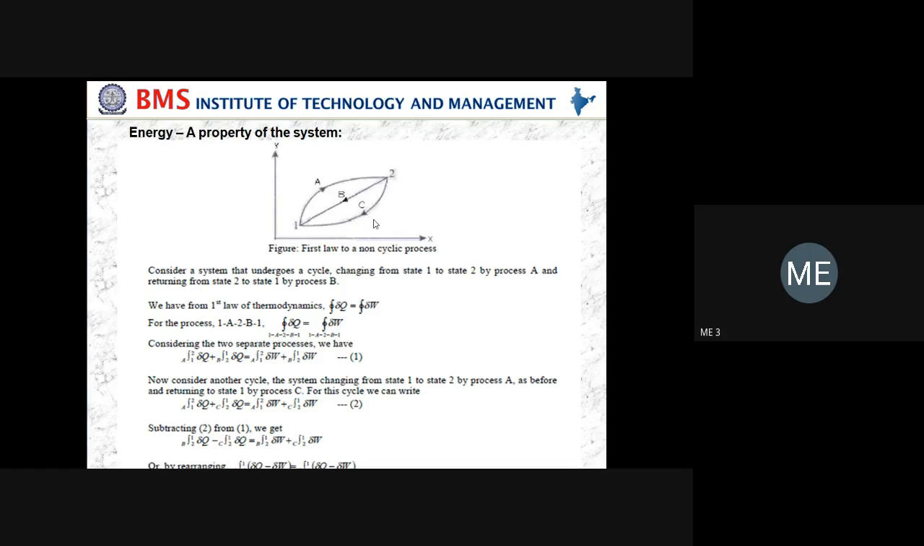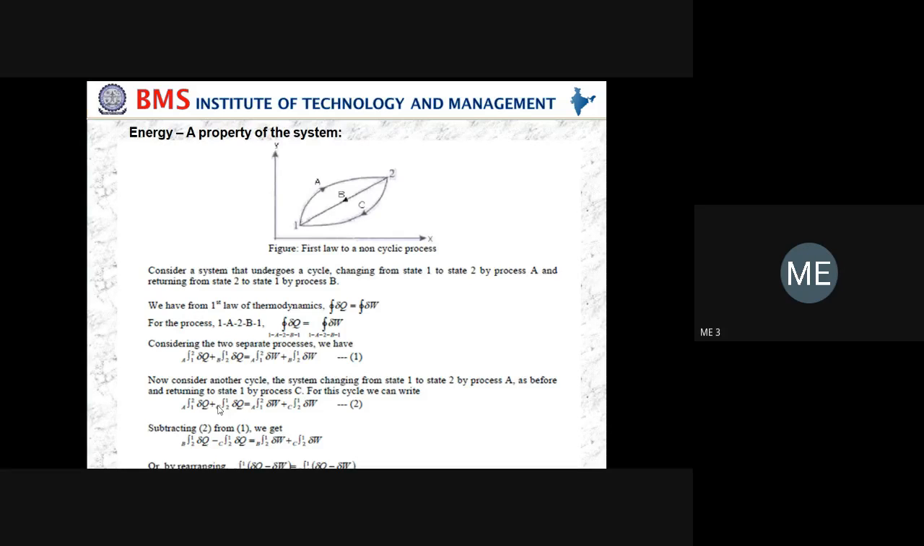Cyclic integral of dq equals cyclic integral of dw. See the equation number 2 here, that is integration of dq for the process 1 to 2 by following path A, plus integration of dq for the process 2 to 1 by following path C. In the second case I'm not considering B, I'm considering only A and C, 1A 2C 1 as a cyclic process. Summation of heat transfer equals the summation of work transfer in any cyclic process.